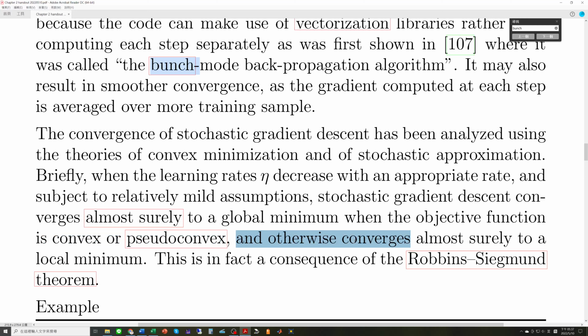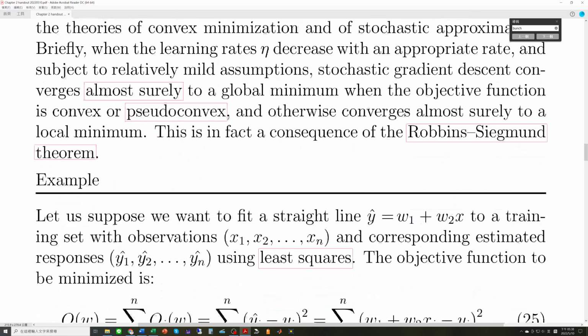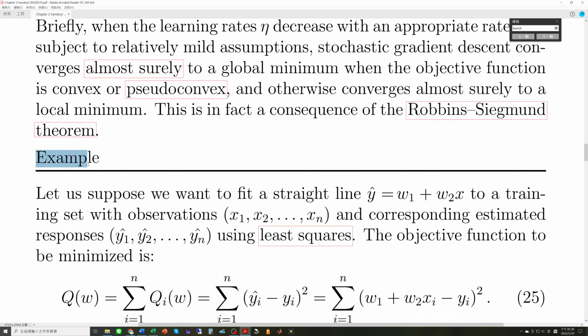Otherwise it converges almost surely to a local minimum. This is in fact a consequence of the Robbins-Siegmund theorem. I will introduce the Robbins-Siegmund theorem later. Okay, let us see an example.